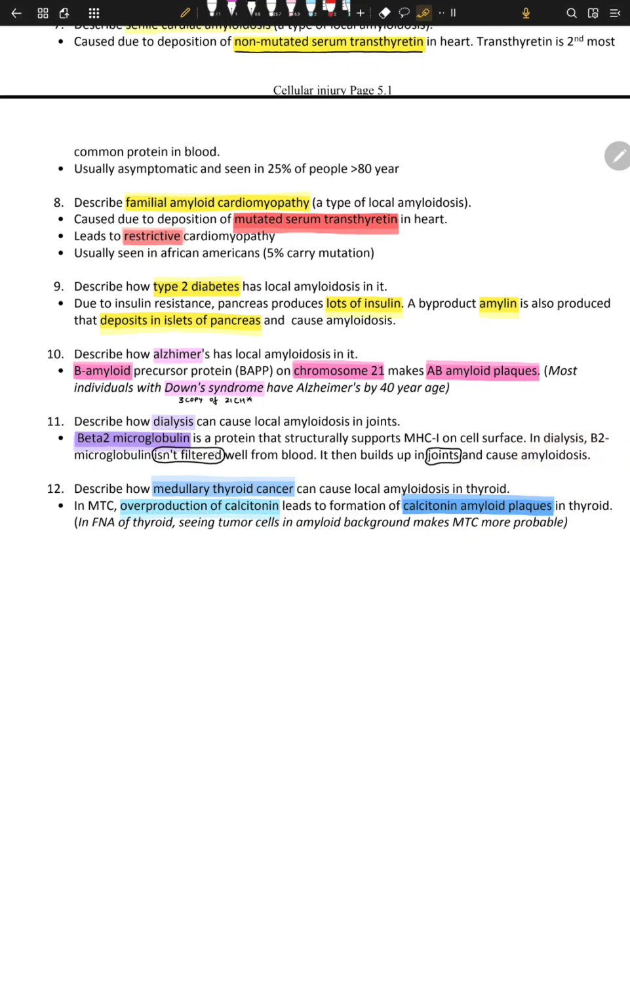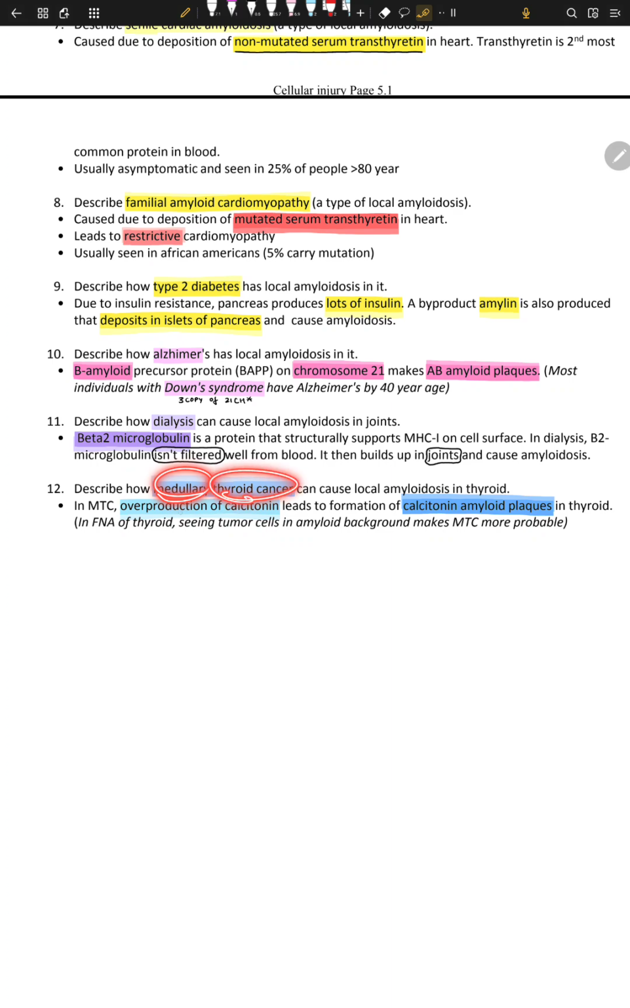So all the patients who are on regular dialysis must check for this beta 2 microglobulin accumulation. They must keep a check on this, because it's a long chronic condition, so it can be very insidious in nature. Describe how medullary thyroid cancer can cause local amyloidosis in the thyroid.